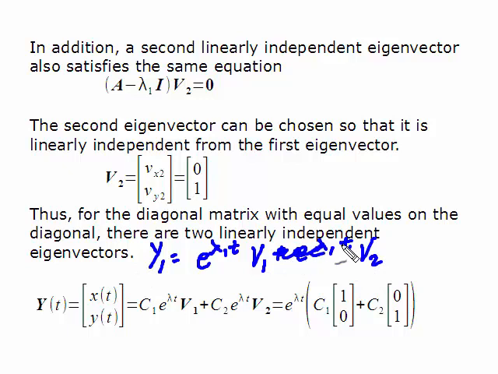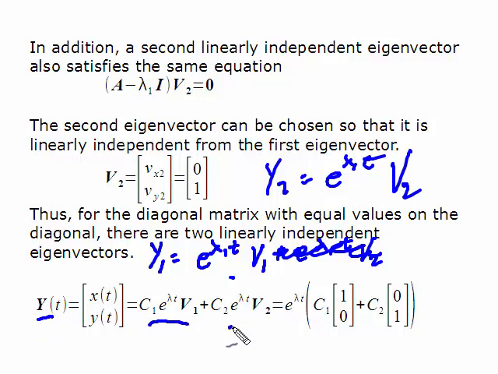Sorry, that's your first solution. Your second solution is the one with the second eigenvector. Then the general solution is a linear combination of them. That's where we have the C1 and C2, of course, as usual.